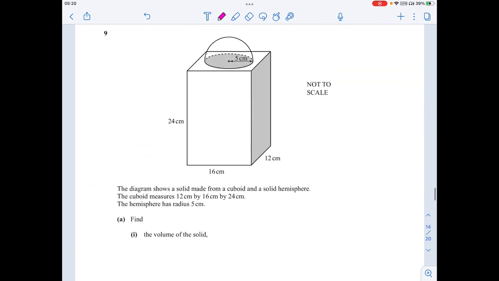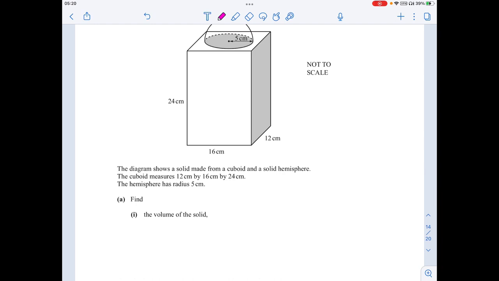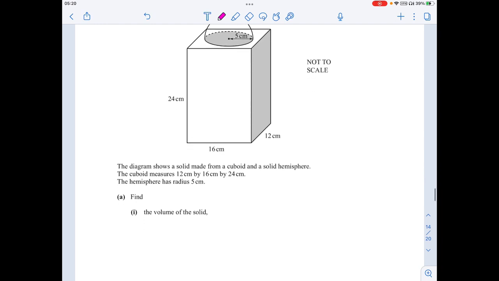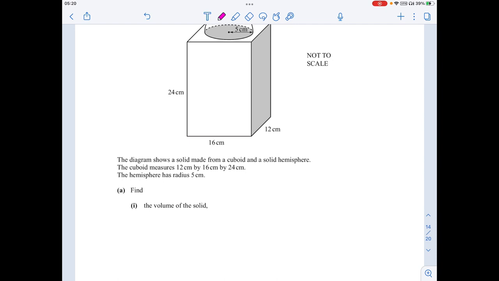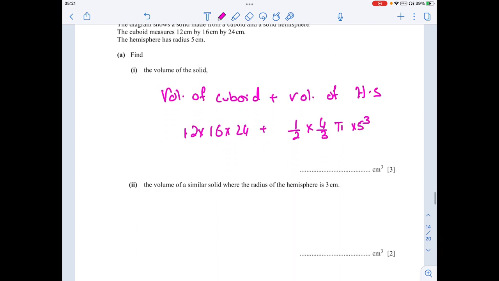Question number 9. The diagram shows a solid made up of a cuboid and a solid hemisphere. The cuboid measures 12, 16, 24. The hemisphere has a radius 5 centimeters. What is the volume of the solid? Volume of the solid is volume of cuboid plus volume of hemisphere. Volume of cuboid is 12 times 16 times 24. Volume of the hemisphere is 1 upon 2 times 4 upon 3 pi r cube. Simplify that.